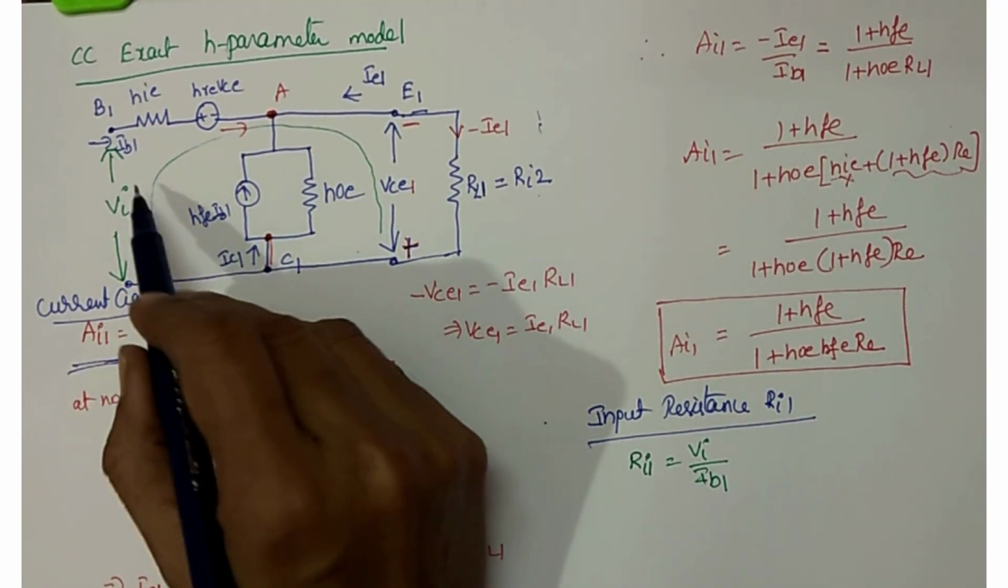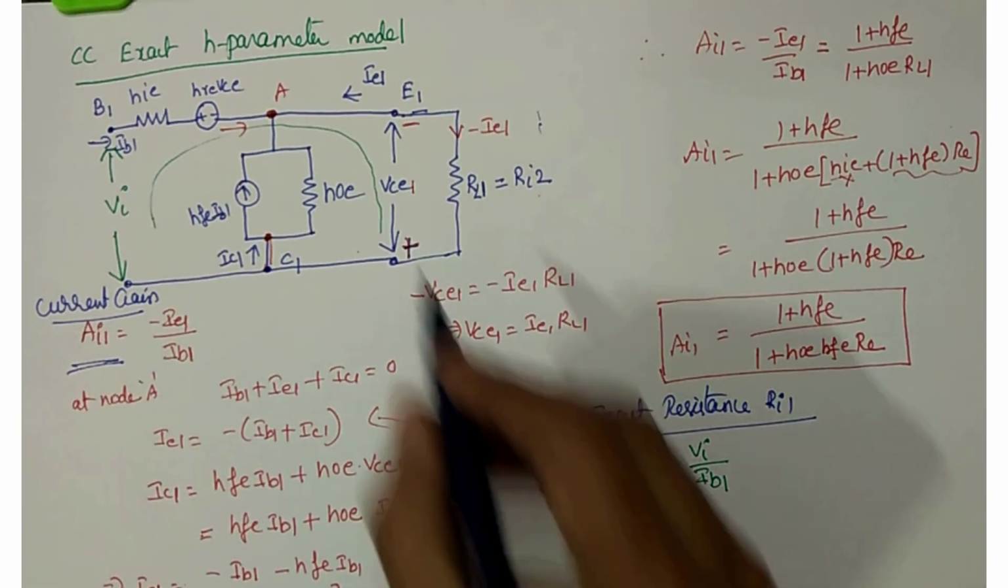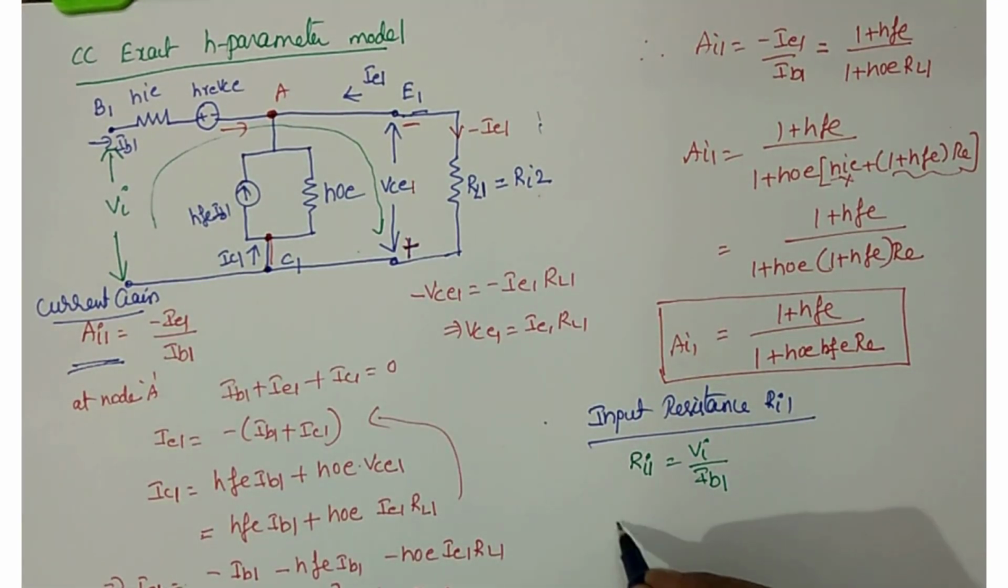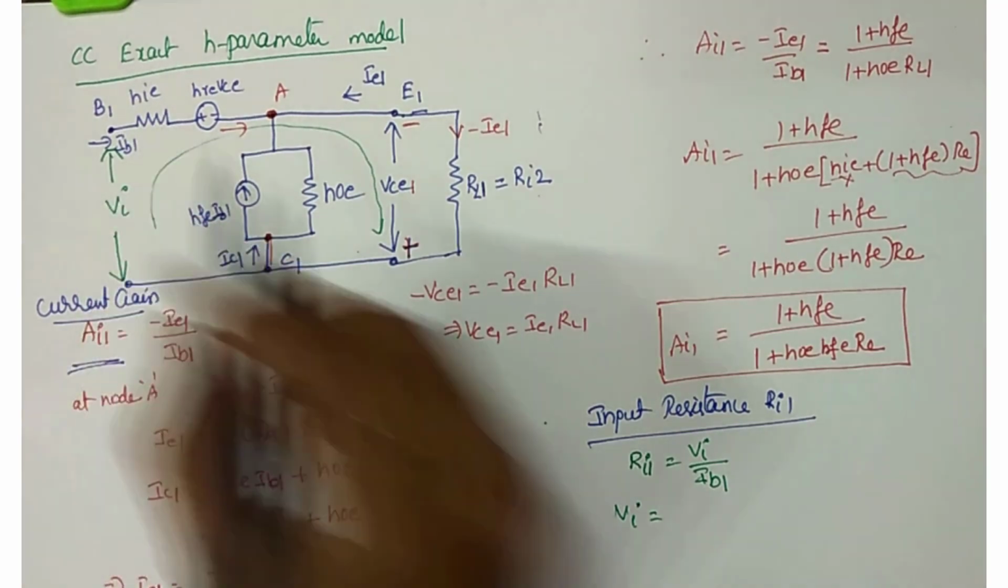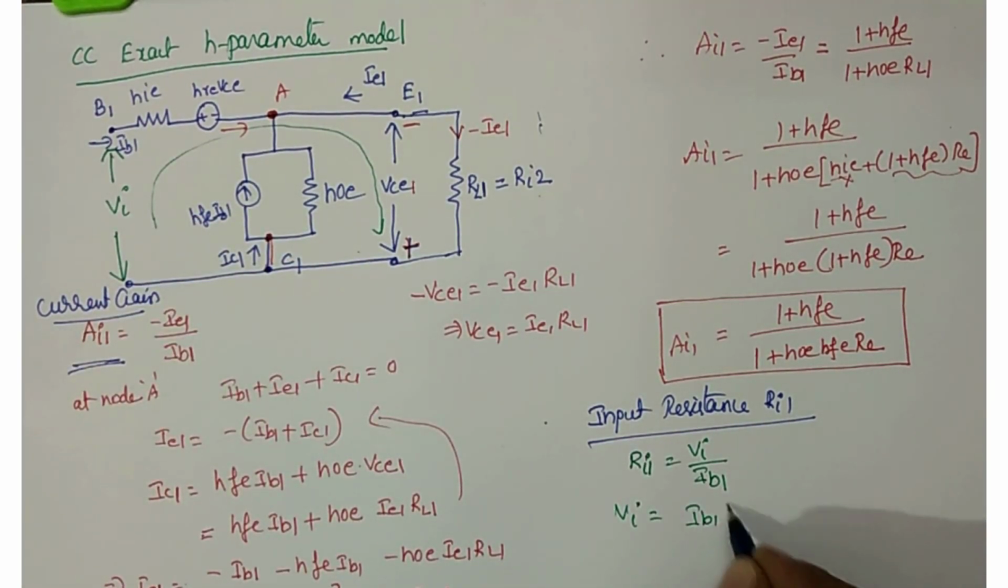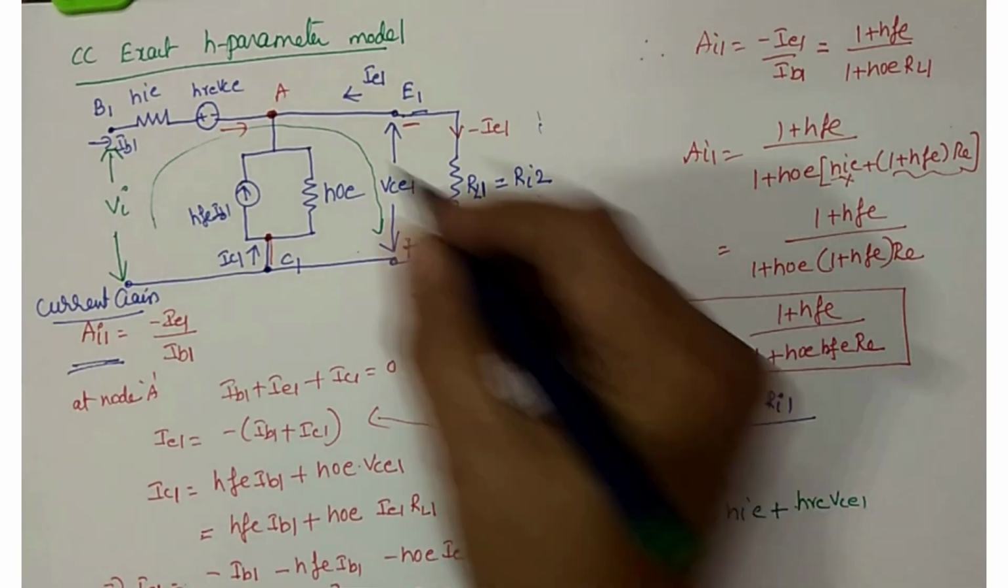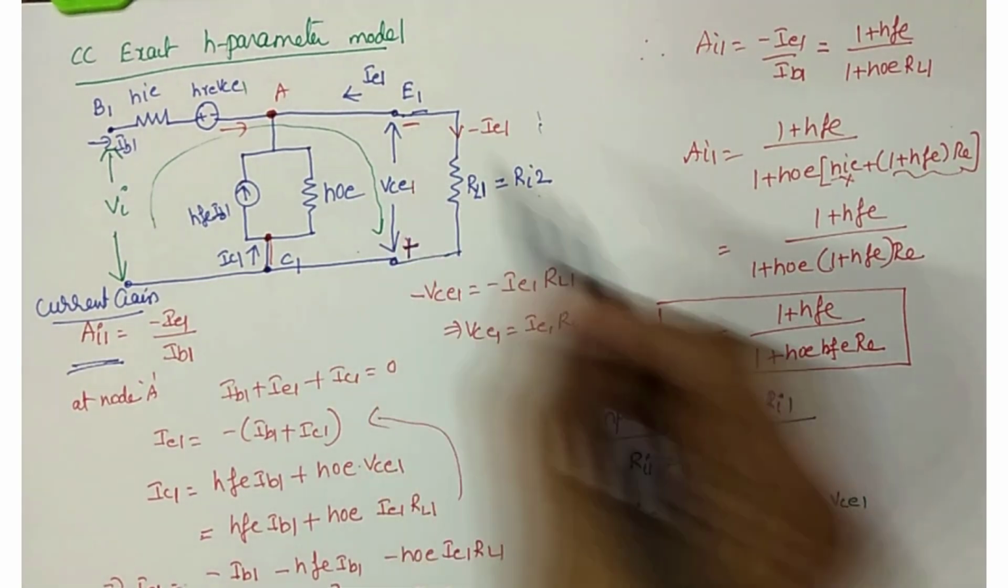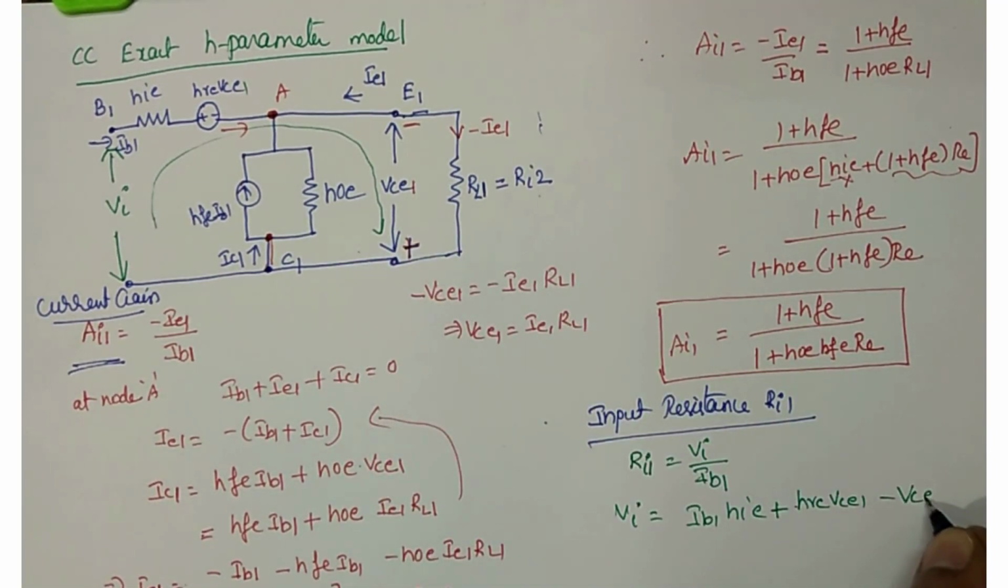So now if you apply KVL like this, in this path, you'll get VI is equal to, first one, IB1 into HIE plus HRE VCE1. So this is VCE1. Next, minus VCE1.